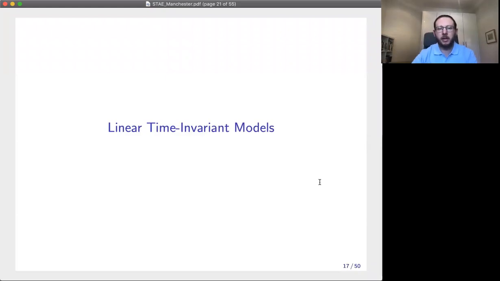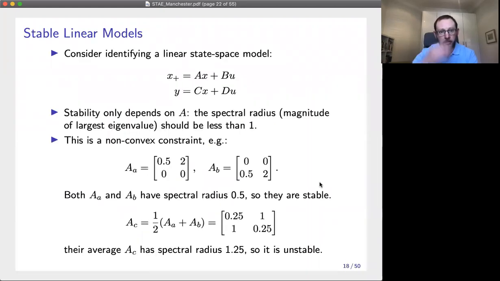Okay, so LTI models. This is a gentle start where we can show how the method works. The problem here is we want to identify a linear state space model parameterized by matrices A, B, C, and D. When we're talking about stability, A is really the only thing that matters. B, C, and D don't affect stability in any way. And stability of this system depends on the spectral radius of A, so the magnitude of the largest eigenvalue should be less than 1.